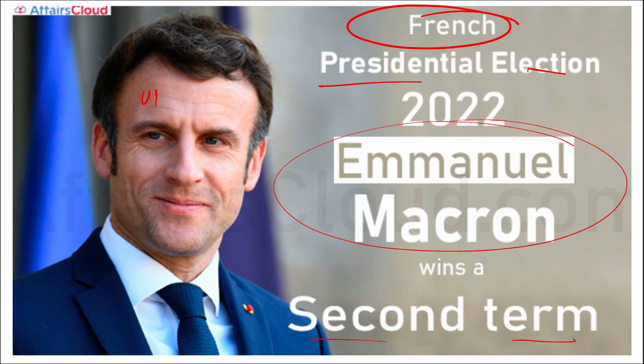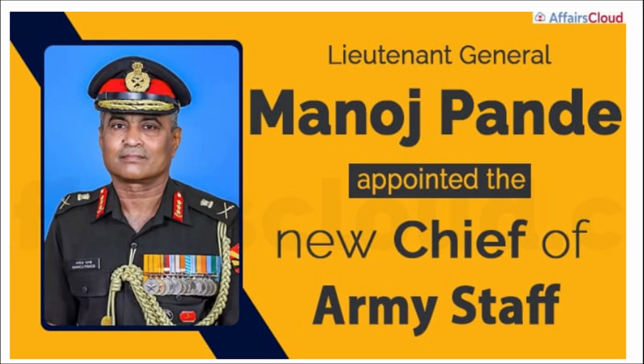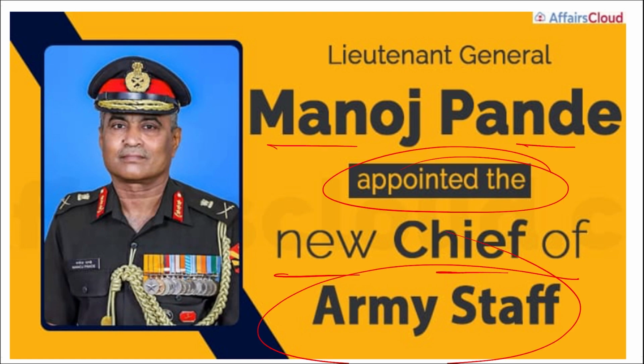If I ask you about United Kingdom, who is the new prime minister? He is of Indian origin. He will be Rishi Sunak. And remember, he replaced whom? Earlier, Liz Truss was the UK's prime minister, but she was the shortest serving prime minister of UK, just for 45 or 46 days. All right, but now Rishi Sunak has been appointed as the first Indian origin prime minister of UK. Next, Manoj Pandey has been appointed as the new chief of army staff.